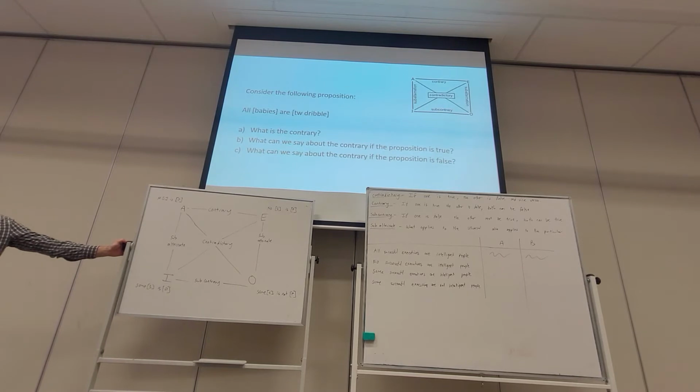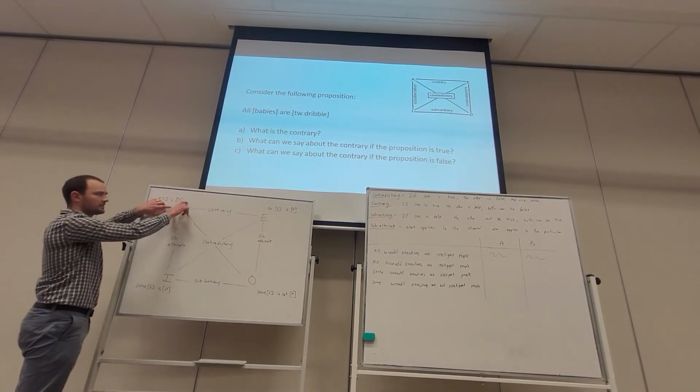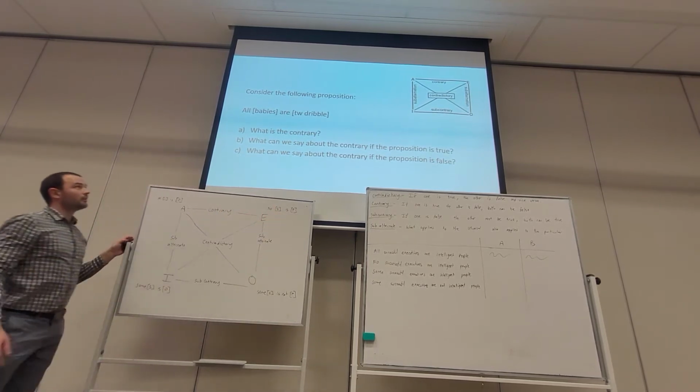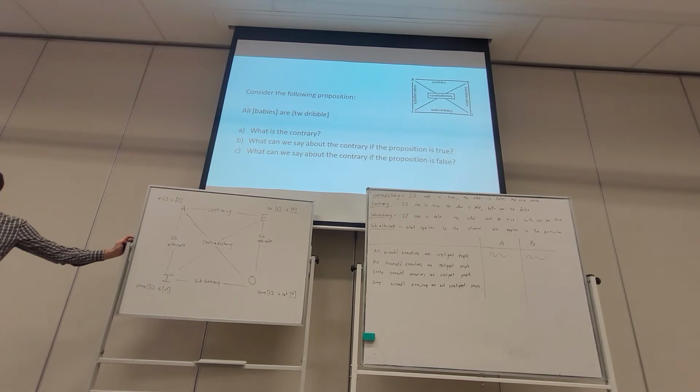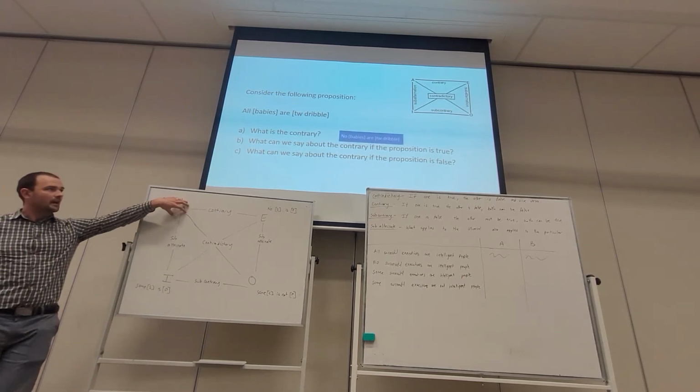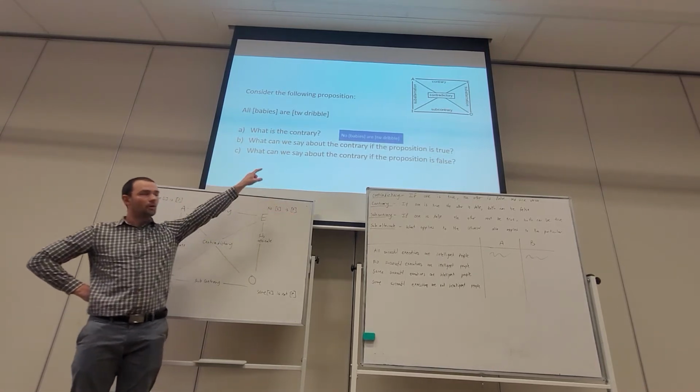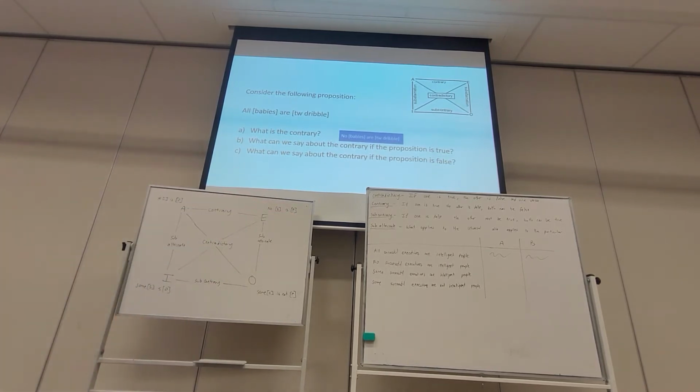I think there's an exercise for this one. Let's have a look. We've got the following proposition: all babies are that which dribble. So the question is, what is the contrary? If this is the proposition, what's its contrary? No babies are that which dribble. Let's bring it up. A is contrary to E, isn't it? So the E proposition is no S is P: no babies are that which dribble.